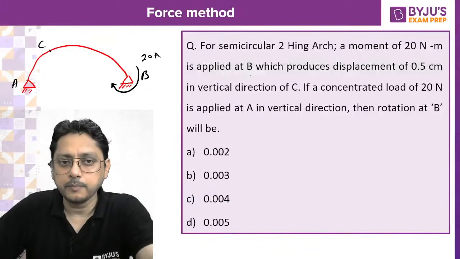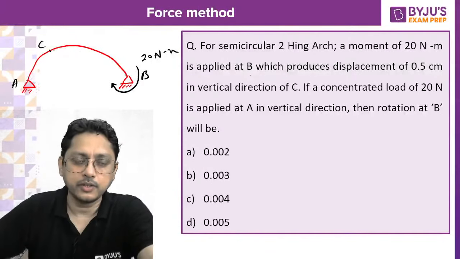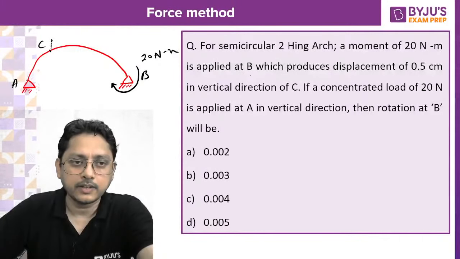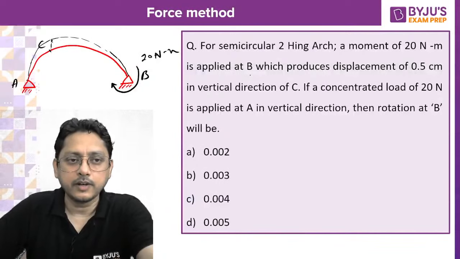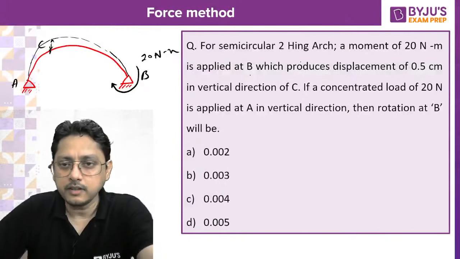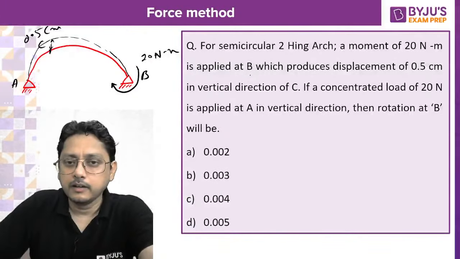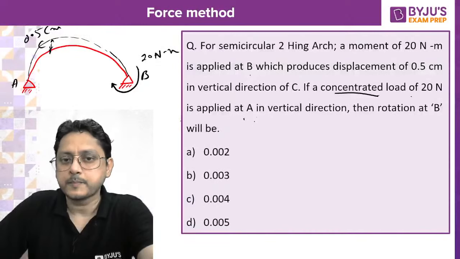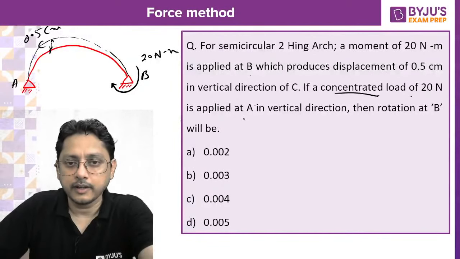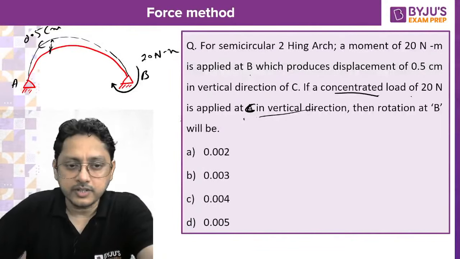If you apply the 20 Newton meter moment here, it produces a displacement of 0.5 centimeter in the vertical direction at C. This is the vertical deflection produced at section C, that is 0.5 centimeter. If a concentrated load of 20 Newton is applied at C in the vertical direction, then what is the rotation at B?